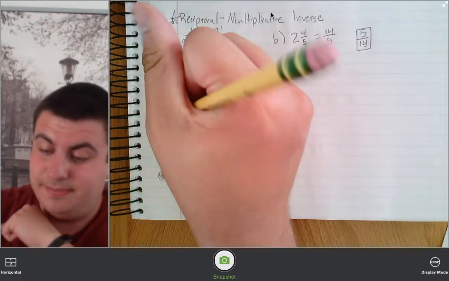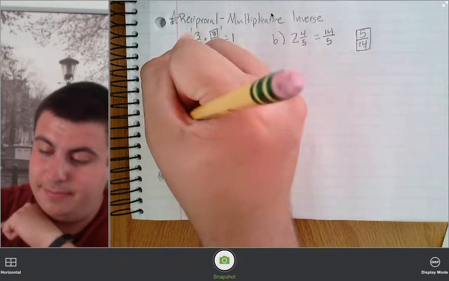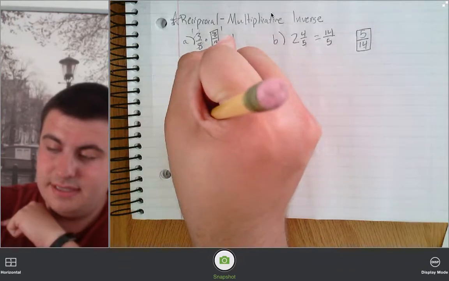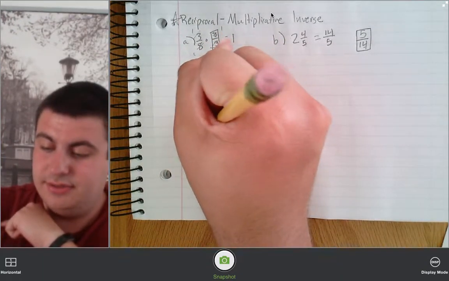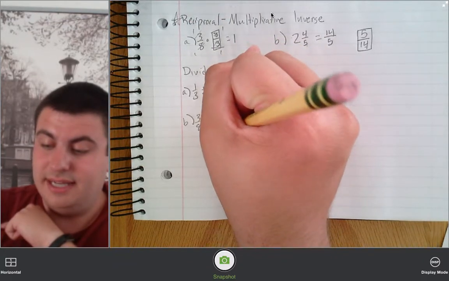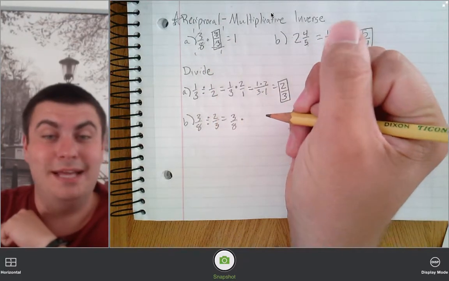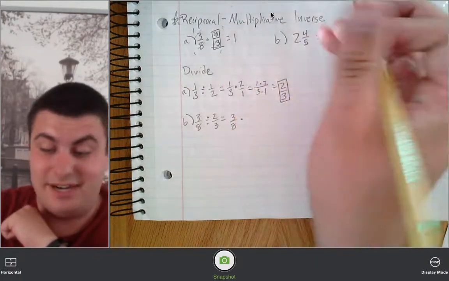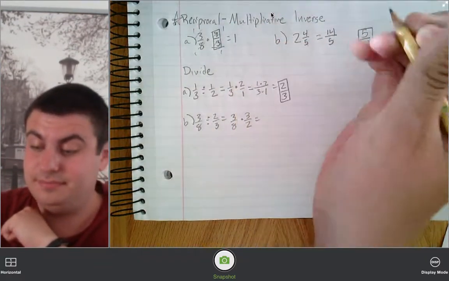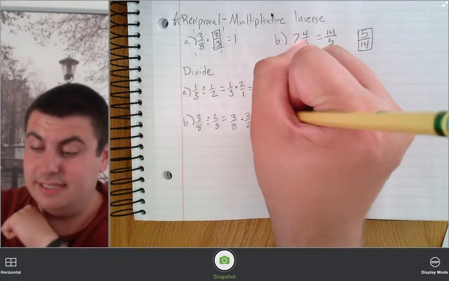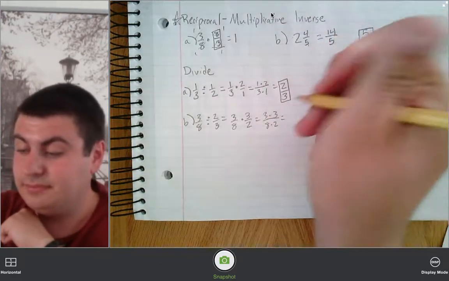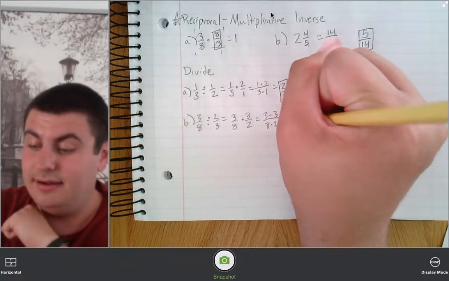Let's do this one. So, B. We have 3/8 divided by 2/3. Well, we take 3/8 and multiply it by the reciprocal of our second fraction. So 3/2. Multiply across, 3 times 3 over 8 times 2, and we get 9 over 16.